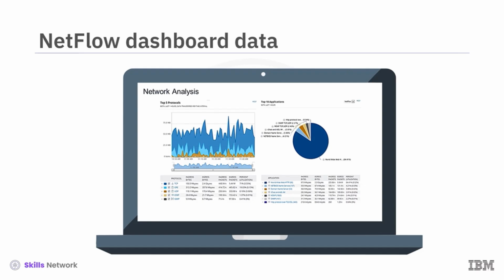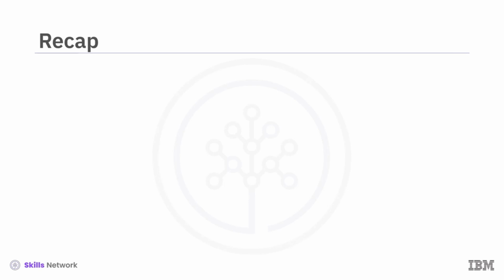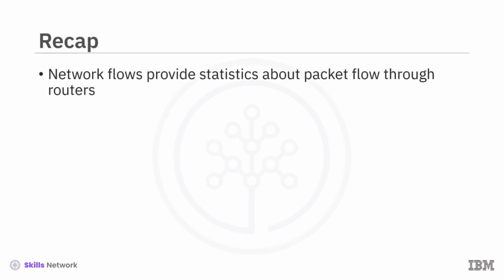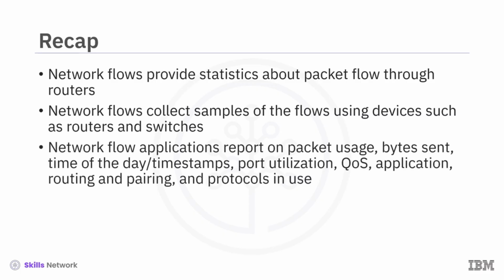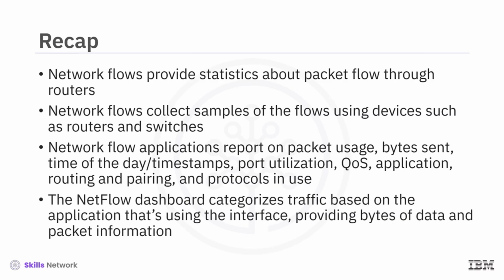Let's recap. In this video, you learned that network flows provide statistics about packet flow through routers. Network flows collect samples of the flows using devices, such as routers and switches. Network flow applications report on packet usage, bytes sent, time of day or timestamps, port utilization, QoS, application, routing and pairing, and protocols in use. And the NetFlow dashboard categorizes traffic based on the application that's using the interface, providing bytes of data and packet information.